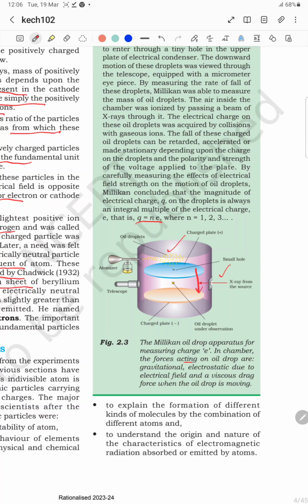So in the chamber the forces acting on the oil drop are gravitational, electrostatic due to electrical field, and viscous drag force when the oil drop is moving.